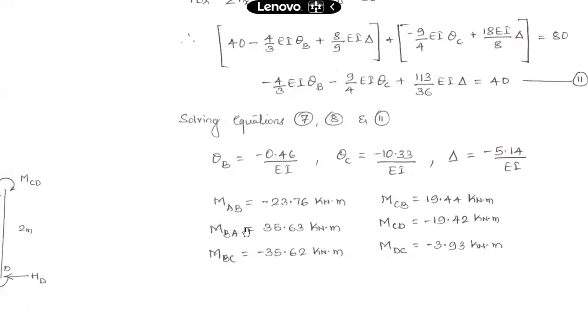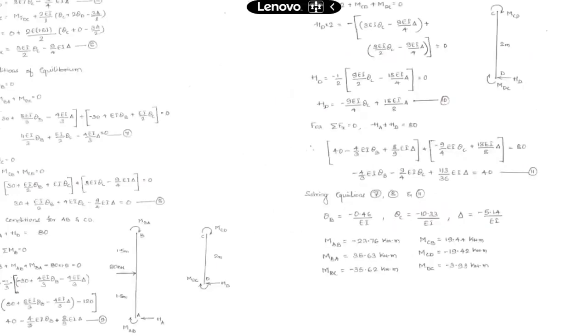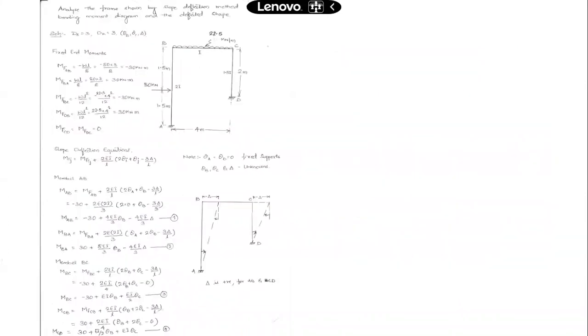So this is how we get the moments after analysis in a frame which has sway. You need to take help of shear conditions. From shear conditions we get the additional equation which helps us to solve the slope deflection equations and obtain the unknown displacements as well as the moments in the frame. So that is how the sway analysis works. Is that clear?